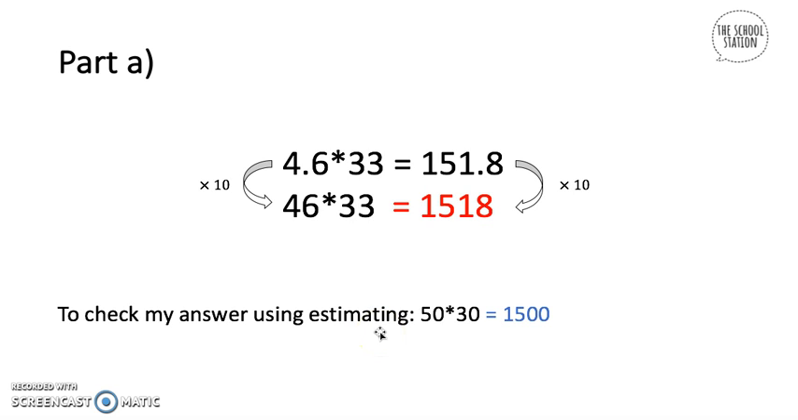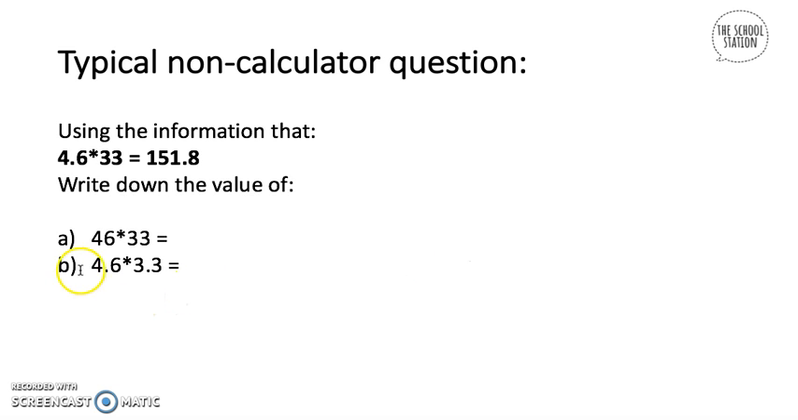What you can do is just round the numbers. I rounded 46 to 50, and I rounded 33 to 30. And I did 50 times 30, which is super simple to do, and it's 1500. As you can see, 1500 and 1518 are very close to each other. So therefore, you know that using estimating, your answer should be correct. Then we go on to part B of this example, which is 4.6 times 3.3.